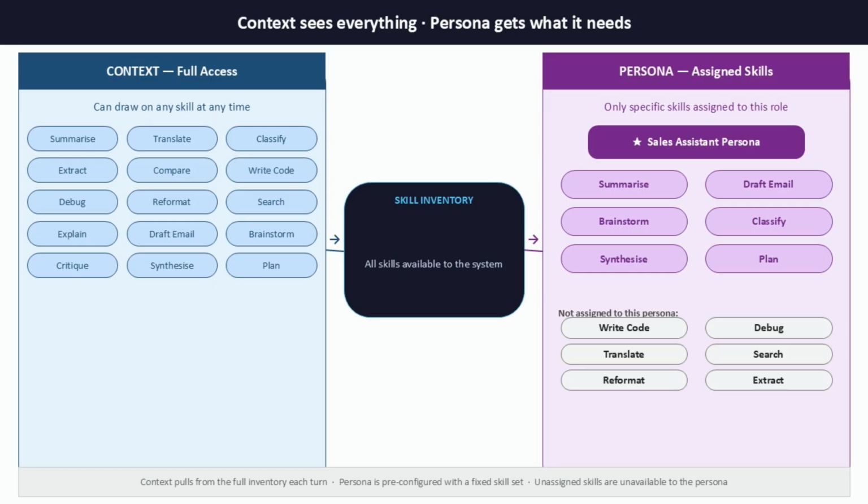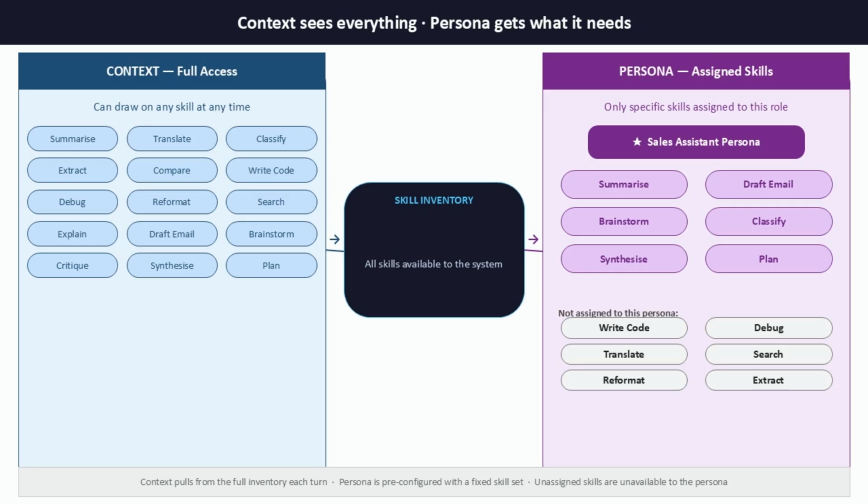And when your library is large, that's a lot of surface area. A persona works differently. When you configure a persona, you assign it a specific set of skills, just what the role needs to do its job. A sales assistant, for example, gets summarize, draft, email, brainstorm, classify, synthesize, and plan. That's the toolkit. Write code, debug, translate, search, reformat, extract, those aren't part of this role. So they're simply not available to it.